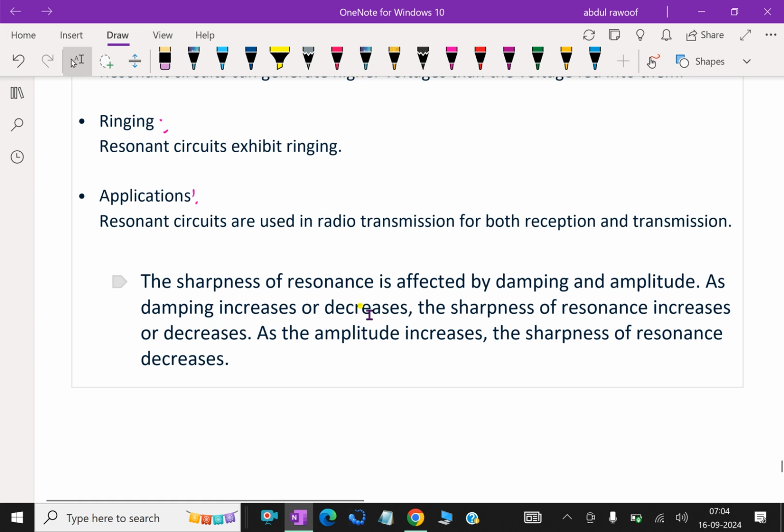The sharpness of resonance is affected by damping and amplitude. As damping increases or decreases, the sharpness of resonance decreases or increases. As the amplitude increases, the sharpness of resonance decreases. This is vice versa.